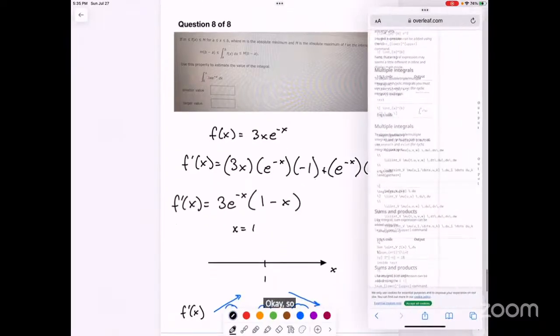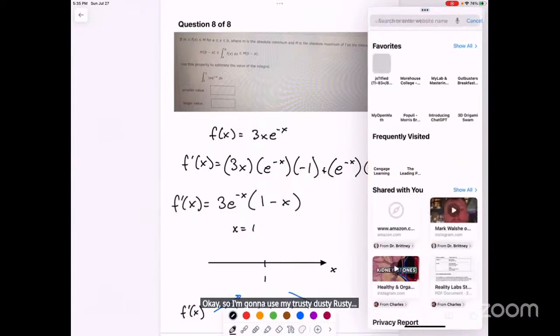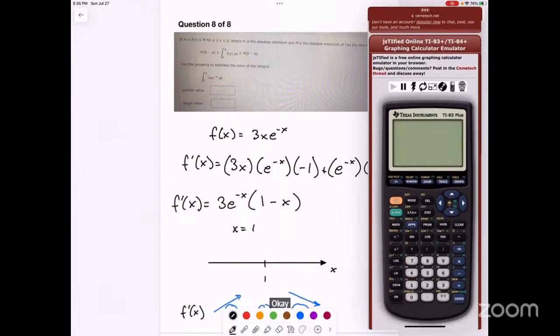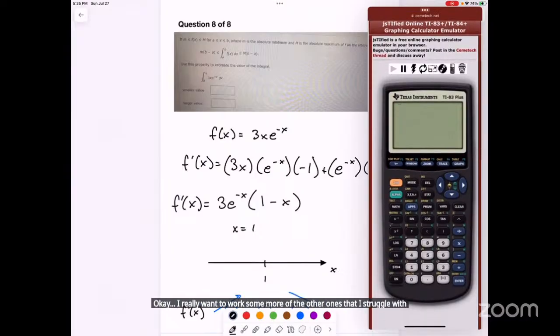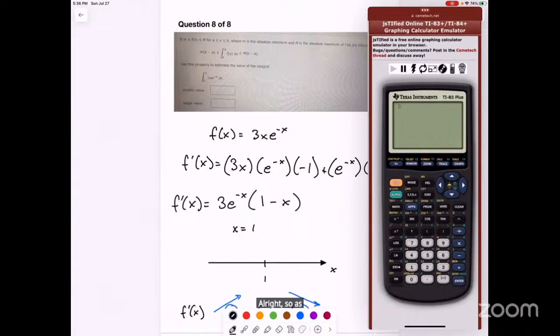Okay, so I'm going to use my trusted dusty Rusty. This guy. Okay. I really want to work some more of the other ones that I struggled with in those previous questions, just to kind of polish it, because I know the presentation was a little bit shaky. But I feel like by the end of it, we kind of got to the meat and potatoes of it. We were able to resolve it by the end, right? So as long as you can kind of make it to the end, step back for a bit and process it, I think it's gettable, right?